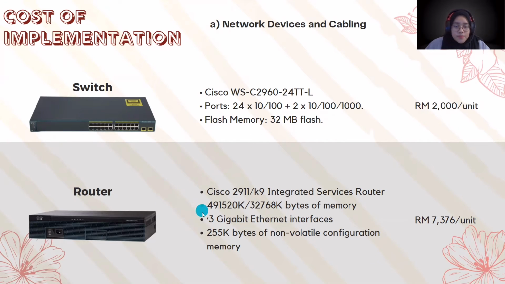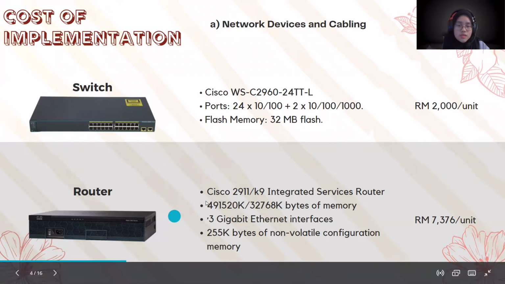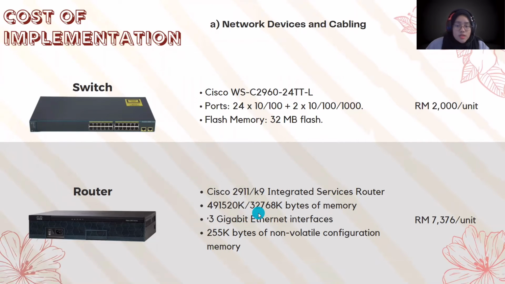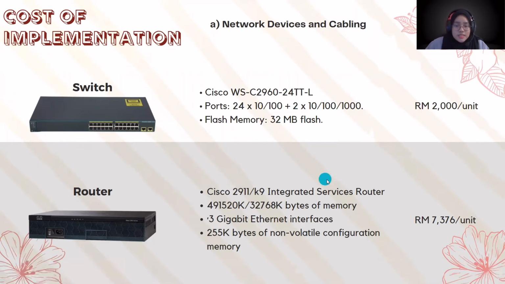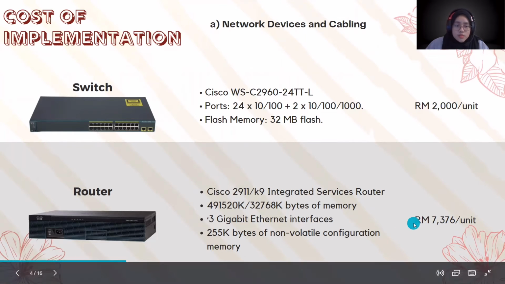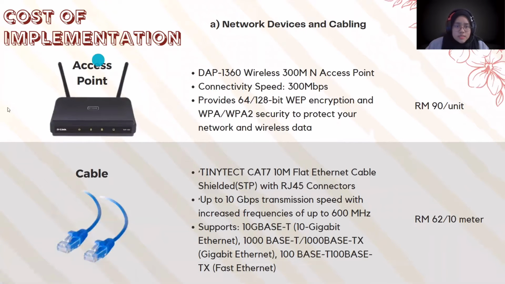So for the router, we use the same brand, which is Cisco, and the model is Cisco 2911K9 Integrated Services Router. It has 32,768 KB of memory. So this router costs 7,376 ringgit per unit. In this company, the Sakura Sendirian Berhad company, we use only one router. So it only costs 7,376 ringgit.